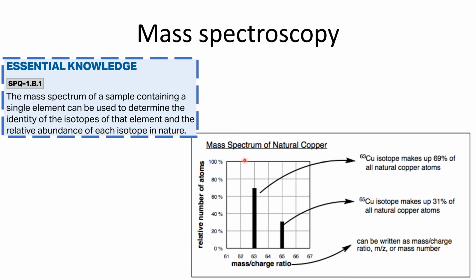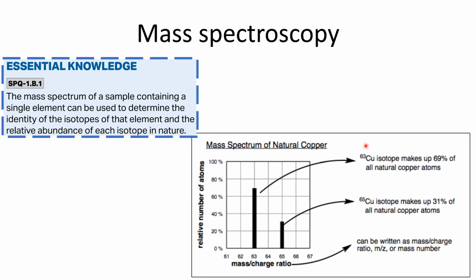Let's see an example and try to understand it more. If we find the mass spectrum of natural copper, copper is an element, we get this kind of spectrum. This mass spectrum is a graph of mass over charge ratio against relative number of atoms. It is giving 2 peaks, right? 2 bars we can see. If there are 2 bars, we can say that this element has 2 isotopes.